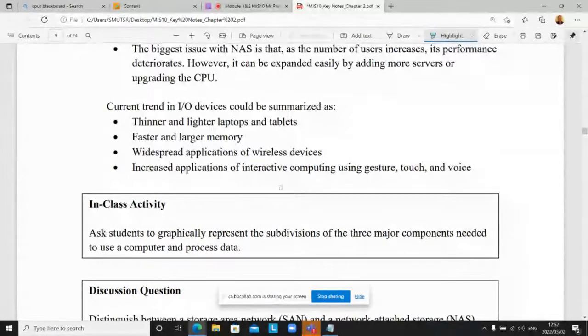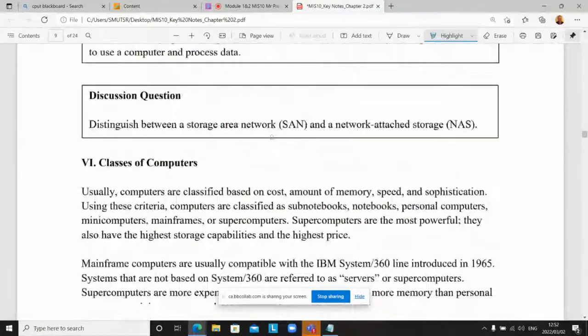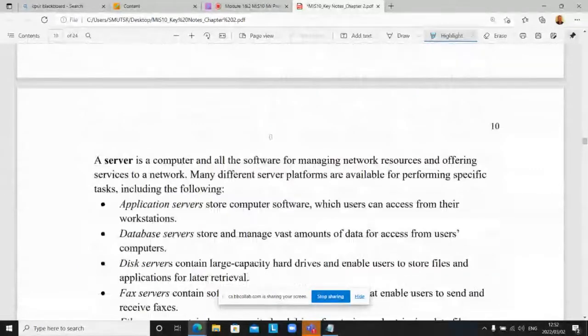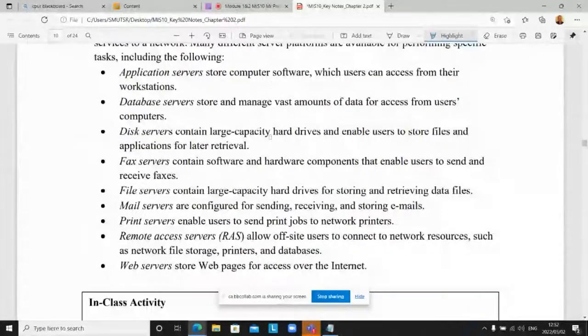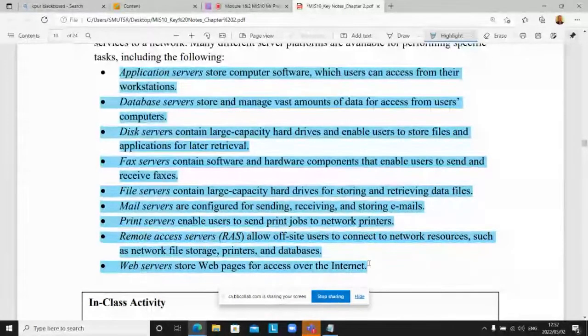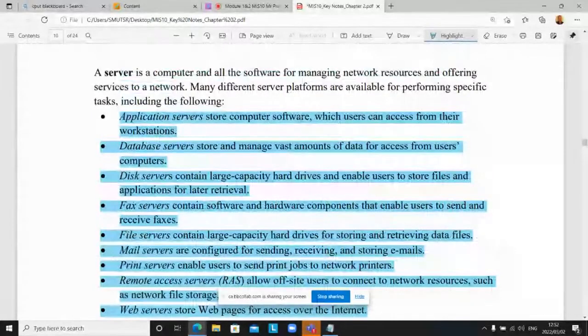Input-output devices, the summary, current trends, that you would know in your head. Laptops, tablets, they've got more memory. Classes of computers. Okay, let's shorten this now. Time is running out. Here we go. I'm going to highlight the whole lot and you guys can read.